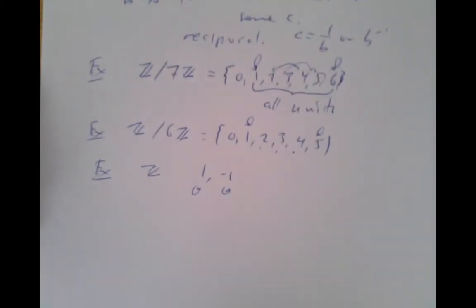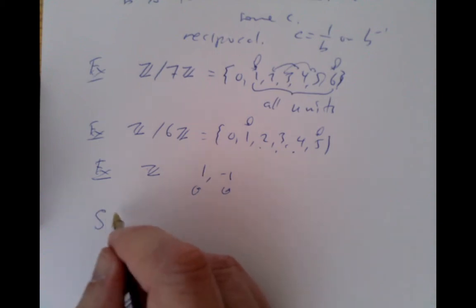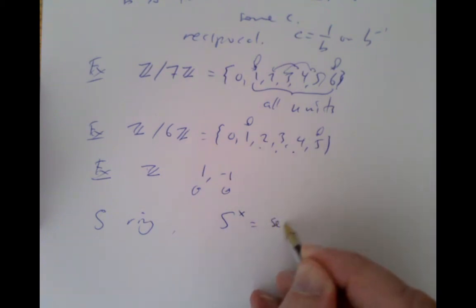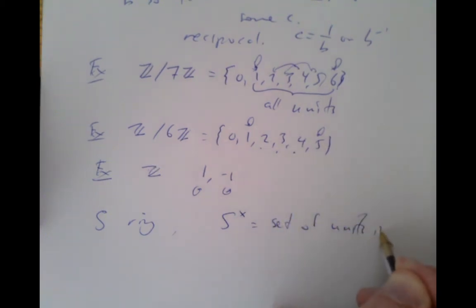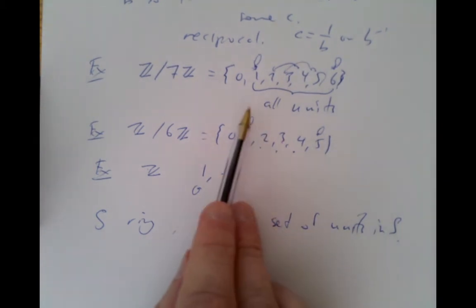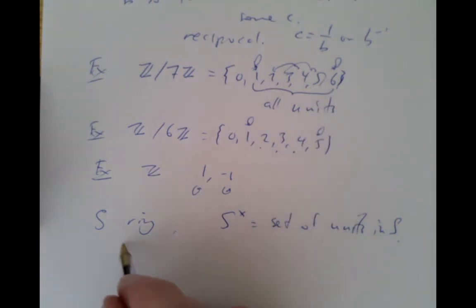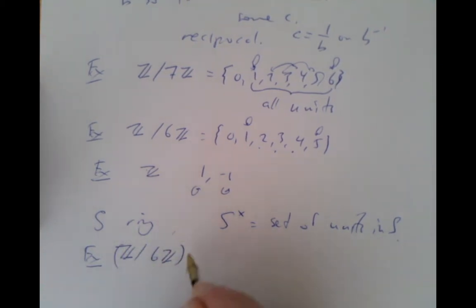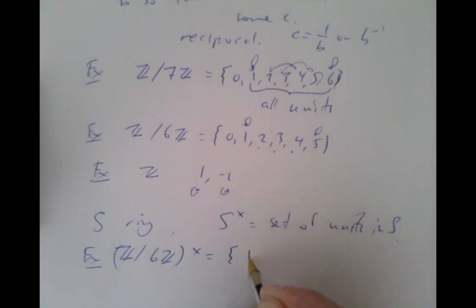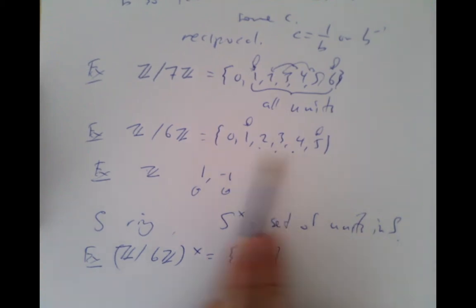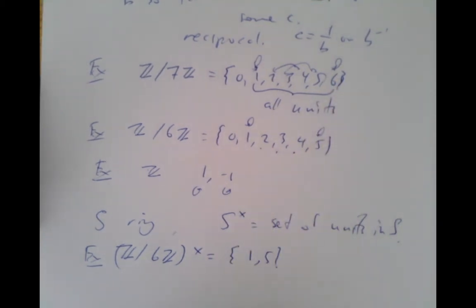This leads us naturally to some notation. For a ring S, we write S cross for the set of all the units in S. We throw out the ones that don't have reciprocals. So, as an example, the units of Z mod 6Z are the set of 1 and 5. We'd only keep the 1 and the 5. Sorry, it's this one. Okay, so that's how we'll give a notation for the set of units.